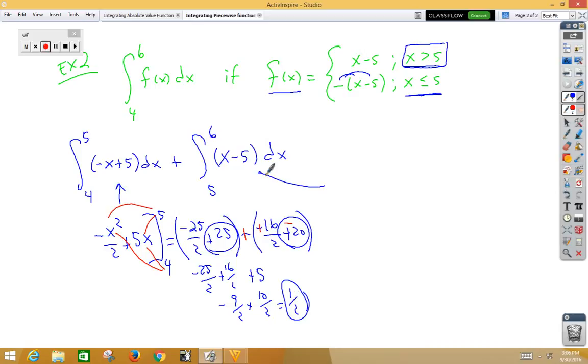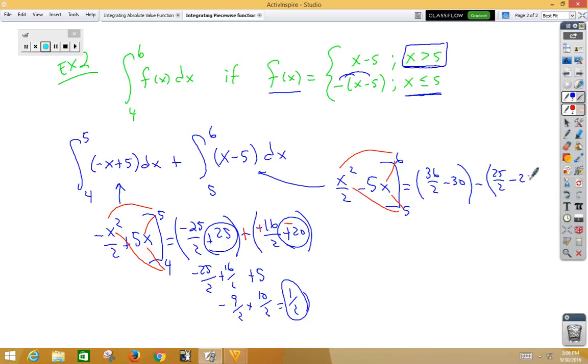Now, if I integrate my second function, I get x squared over 2 minus 5x from 5 to 6. If I plug in my 6, I would get 36/2 minus 30 minus, if I plug in my 5, I would get 25/2 minus 25. I'm going to go ahead and distribute my negative. If I combine my negative 30 and my positive 25, I would get a negative 5.